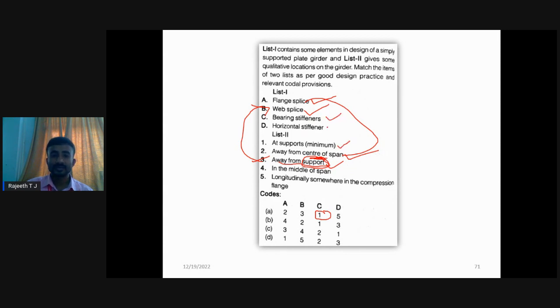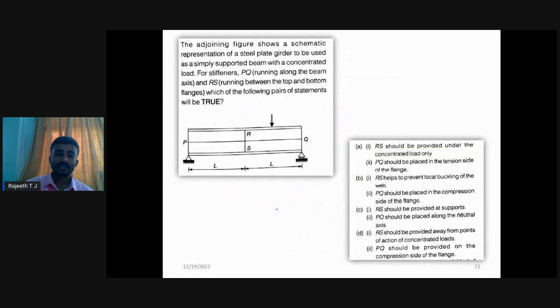Okay. So next one, the horizontal stiffener, to increase the capacity of the web portion, again we need to provide it longitudinally, somewhere in the compression flange. Okay. So here for this question, for the list 1 to list 2 mapping, option A is the correct answer. So next is: the adjoining figure shows a schematic representation of a steel plate girder used as a simply supported beam with a constant load. So here you have the constant load. For stiffeners, here they have given two stiffeners. PQ is a horizontal stiffener, RS is a vertical stiffener.